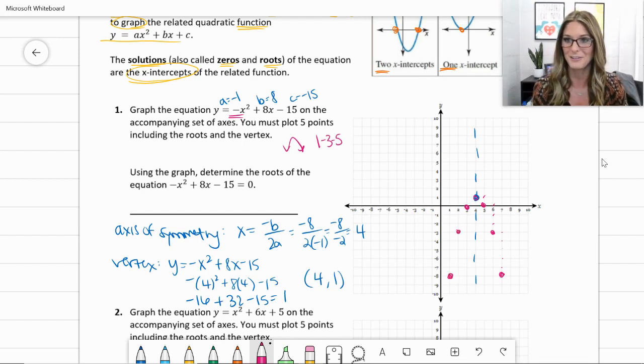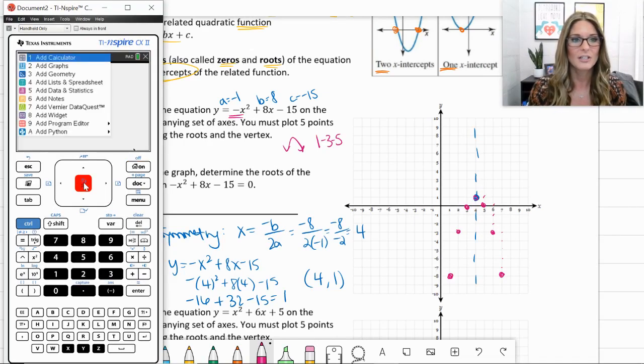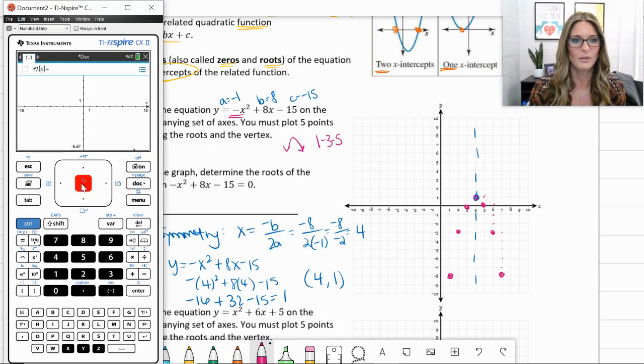Now, I'm going to grab the calculator, of course, and let's graph it. Remember, our goal is to then identify those x-intercepts, which we're already starting to see on my graph. All right, so on my calculator, I'm going to do a new page. I'm going to graph this beautiful function. We've got y equals negative x squared plus 8x minus 15. And enter. You can see that.